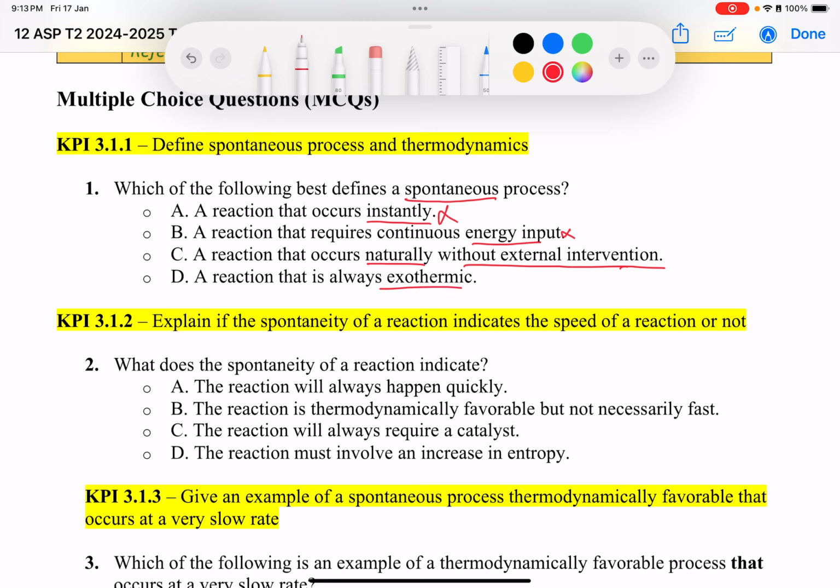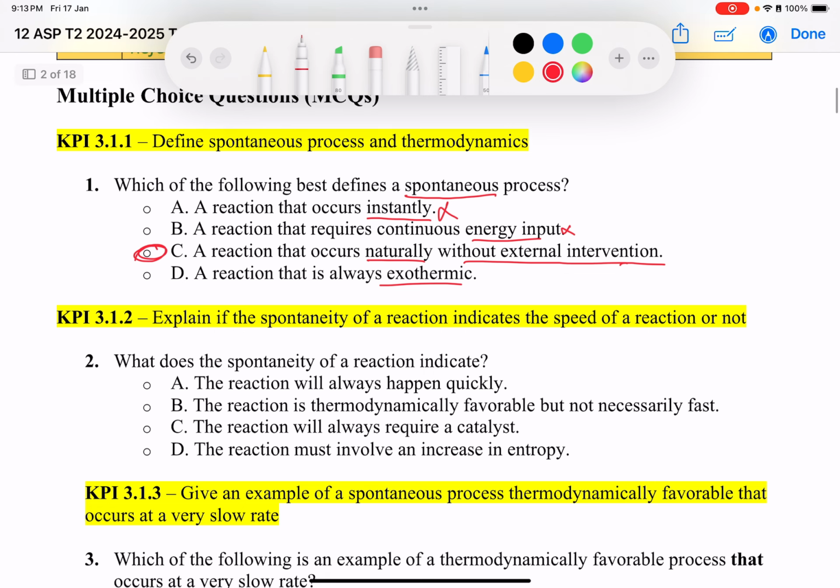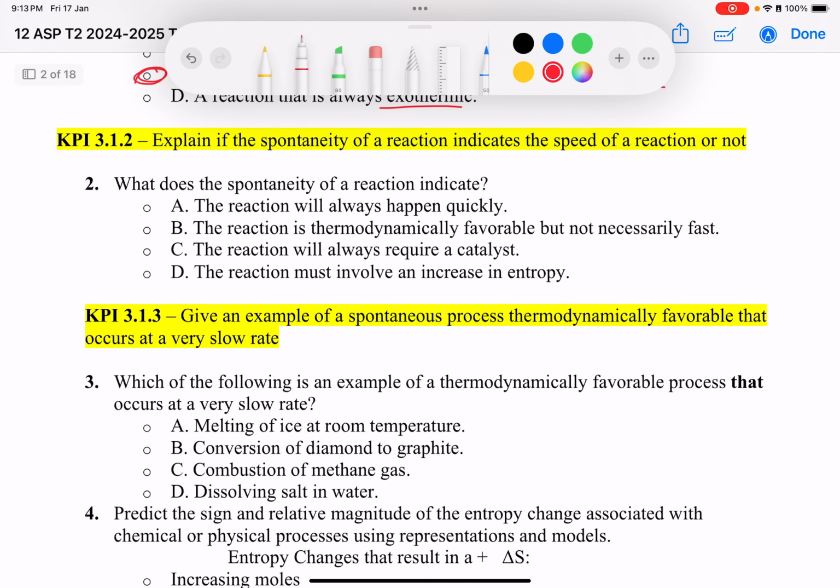A spontaneous process could be exothermic and it could be endothermic. So choice C is the right one.